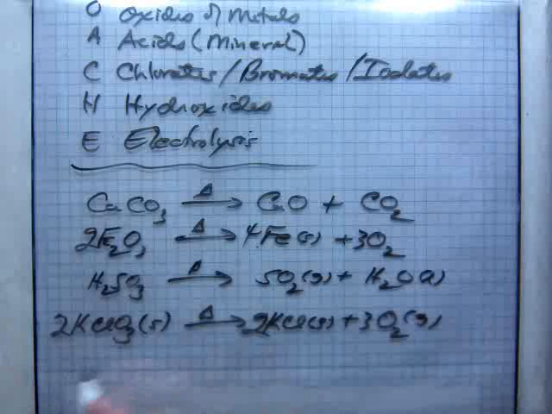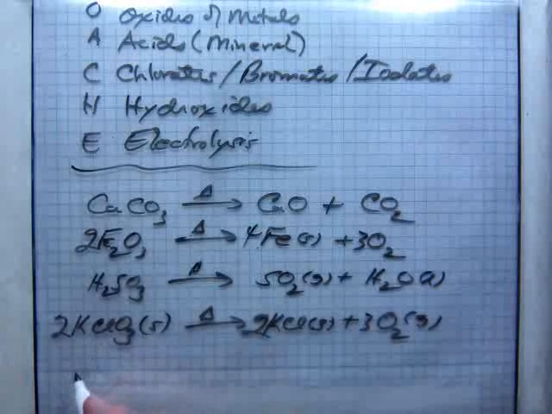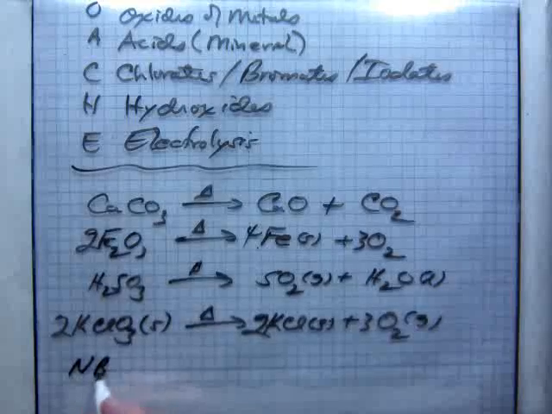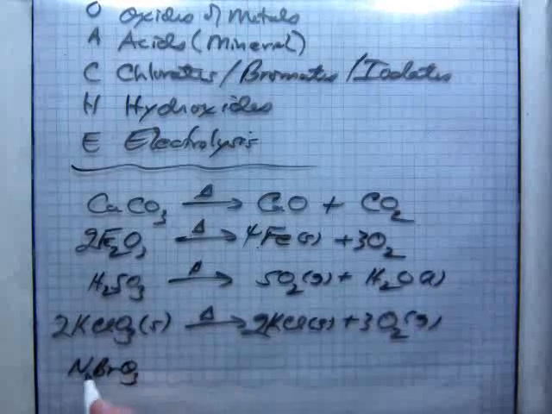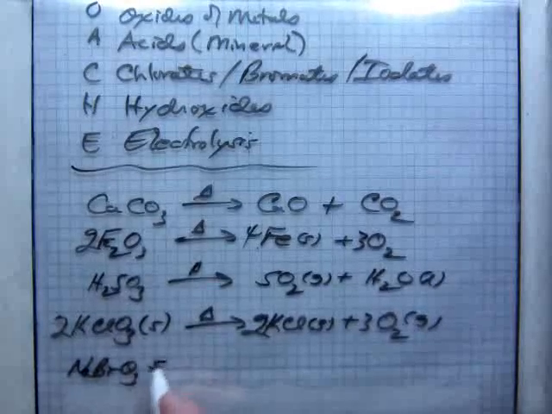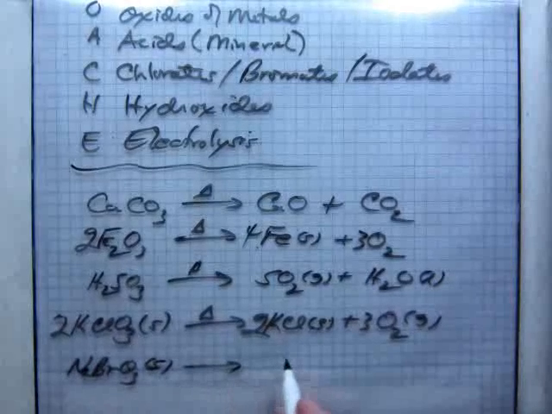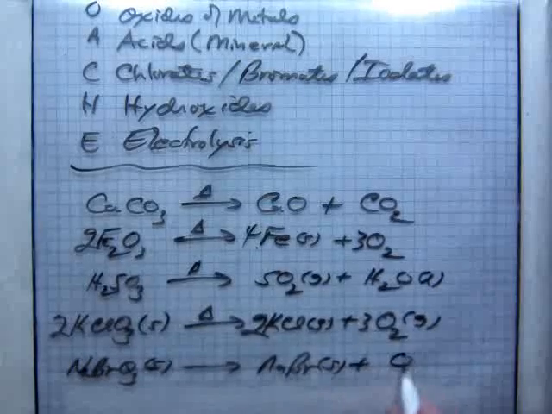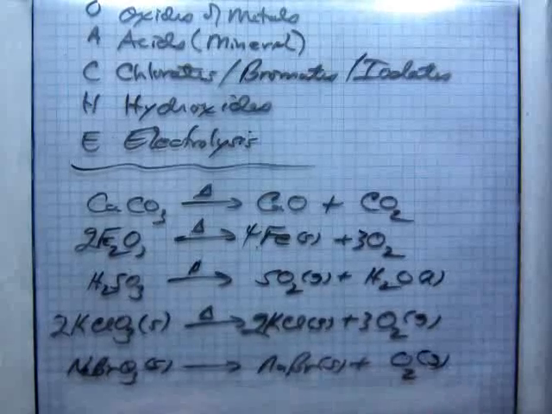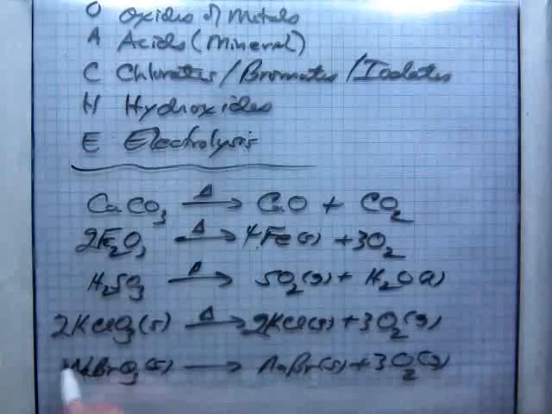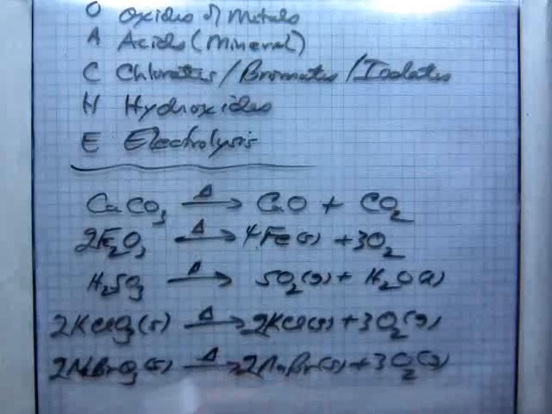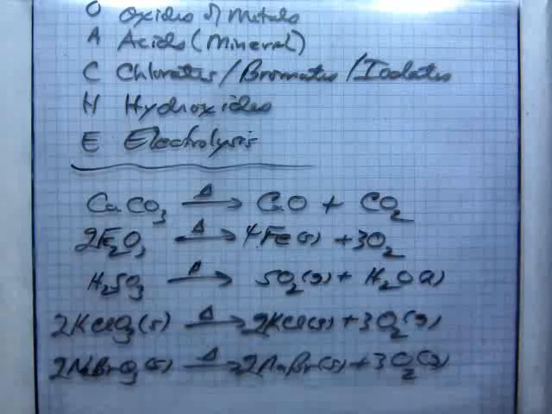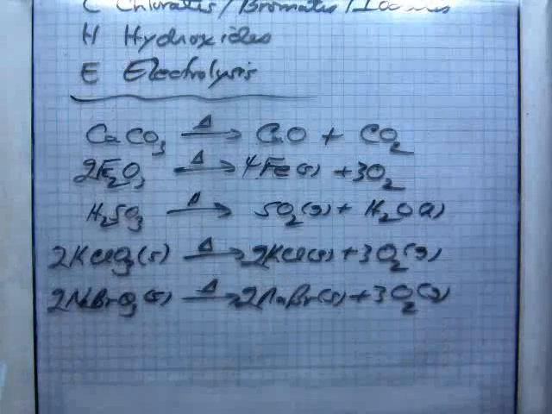But you also have bromates. If you had sodium bromate, NaBrO3, it's a solid and does the same thing. It goes to sodium bromide as a solid, and it would also kick out oxygen in that same way: 2 NaBrO3 goes to 2 NaBr plus 3 O2. The delta symbol means you're heating it. Iodate does the same thing.